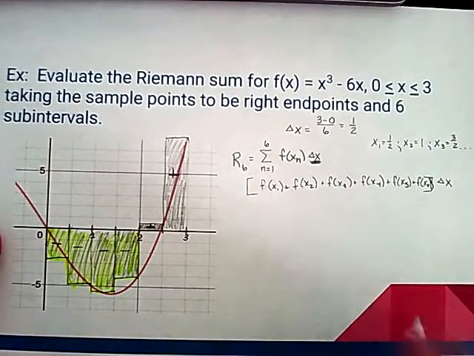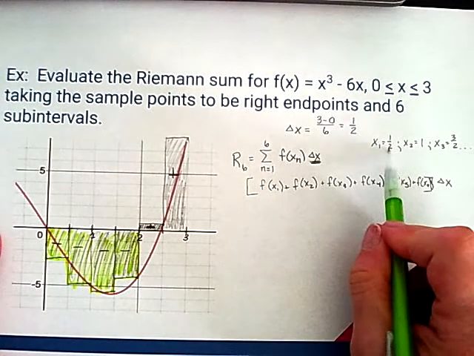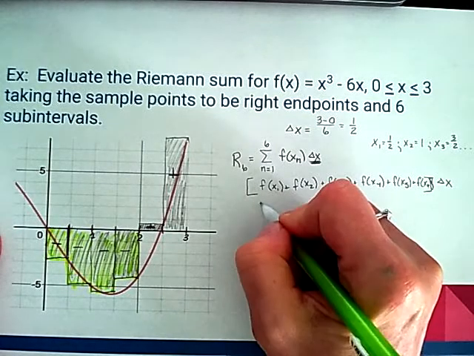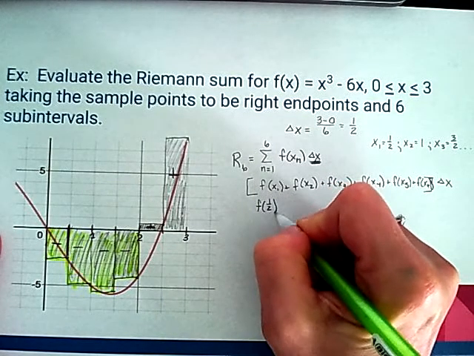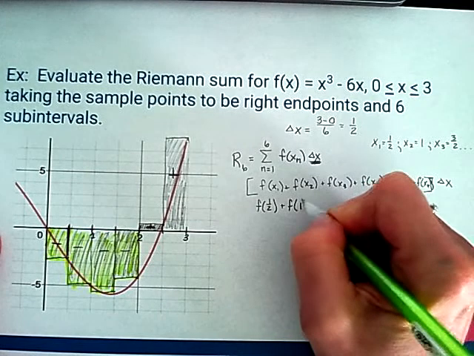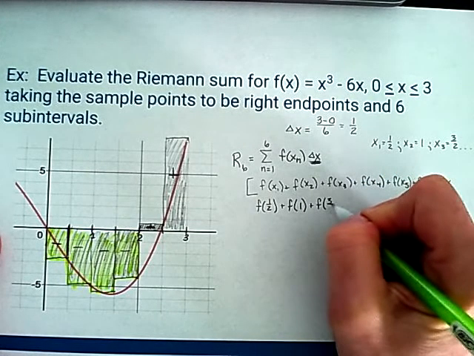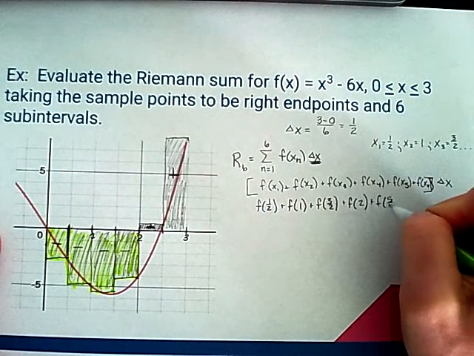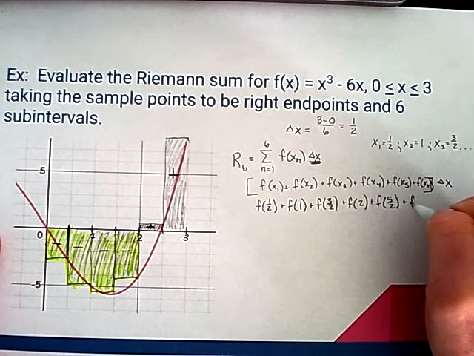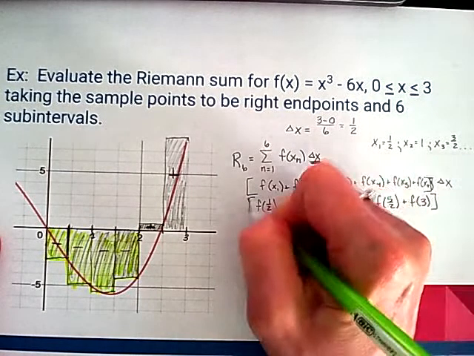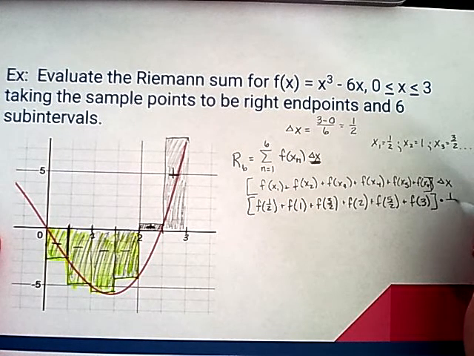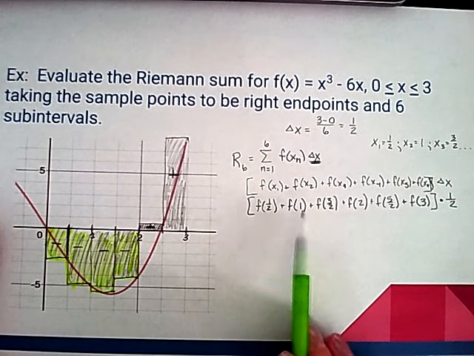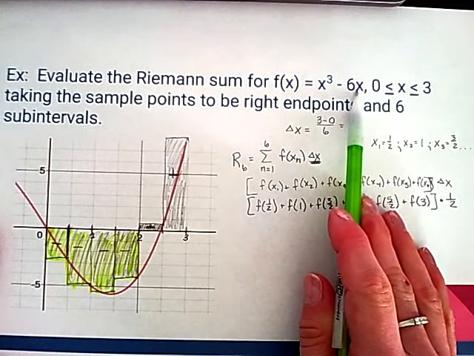All right, so we showed here that our x sub 1, our first rectangle, should be at 1/2. So I'm really plugging in f of 1/2. Then I'm going to count by 1/2 from there: f of 3/2, f of 2, f of 5/2, until I get to my rightmost endpoint, which is going to take me to 3, and then I'm going to multiply that by my delta x, which is 1/2.